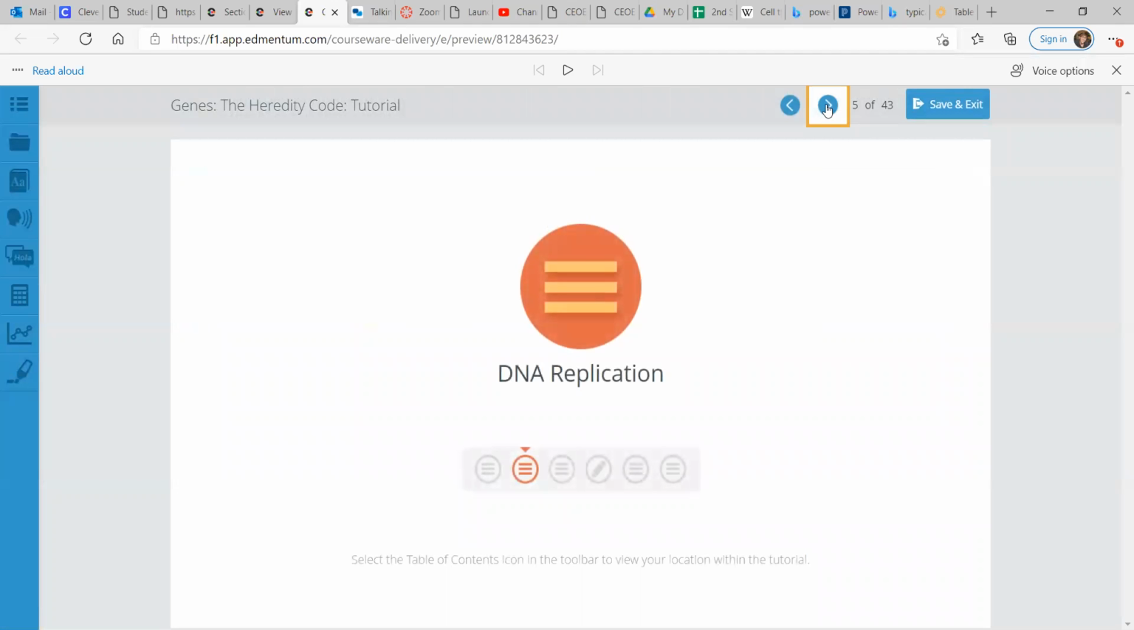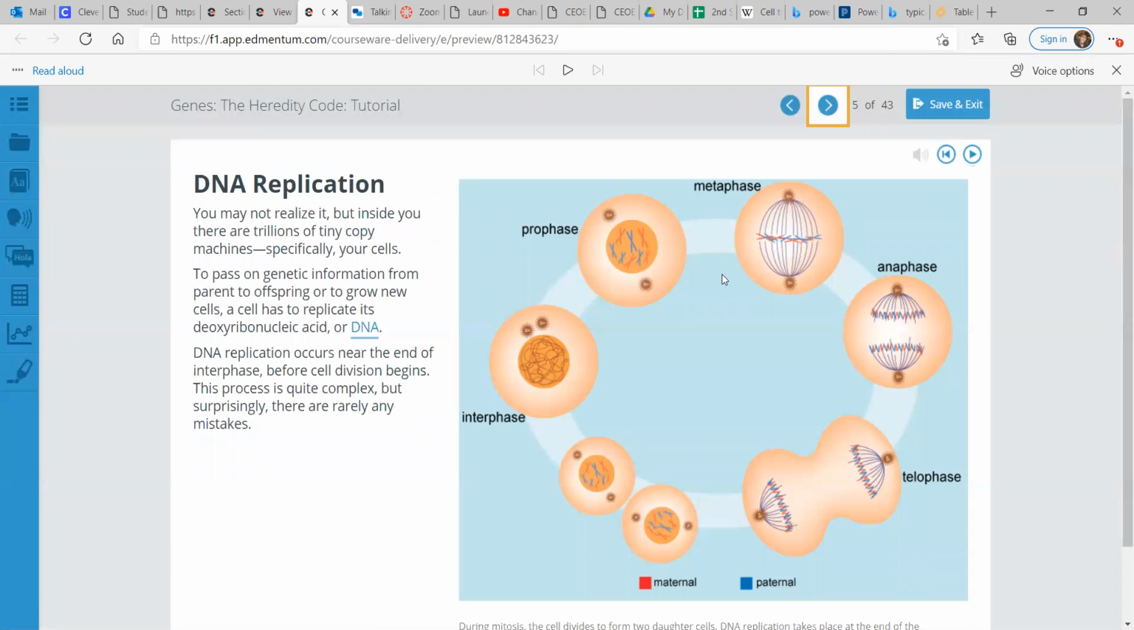All right, DNA replication. You may not realize it, but inside you there are trillions of tiny copy machines, specifically your cells. To pass on genetic information from parent to offspring or to grow new cells, a cell has to replicate its deoxyribonucleic acid, or DNA. DNA replication occurs near the end of interphase, and before cell division begins. This process is quite complex, but surprisingly, there are rarely any mistakes.